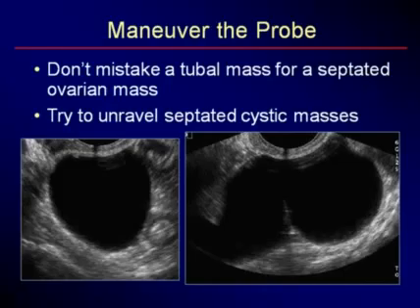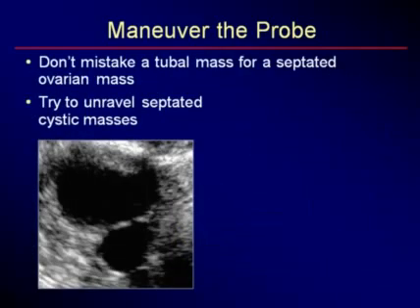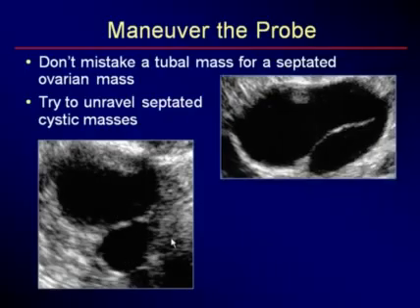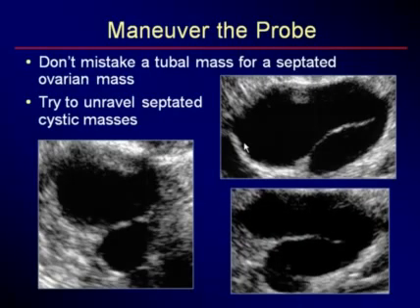In this case, it looked like there was a cystic adnexal mass, but when we turned the probe around, we saw that this was opening up into a dilated, fluid-filled tubular structure, a hydrosalpinx. Again, a mass that looks like a septated ovarian mass. But when we move the probe around, twist and turn, we unravel this mass and we realize that it's a hydrosalpinx and not an ovarian mass at all.